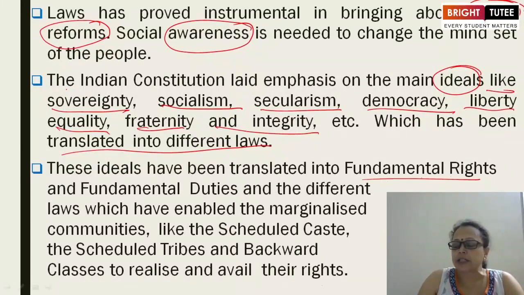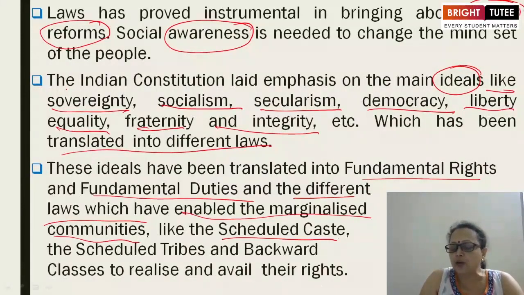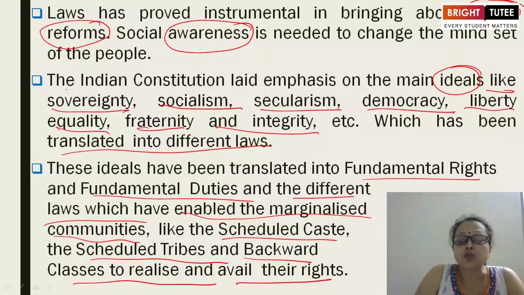Now we are coming to discuss the fundamental rights and how the ideals of the Constitution are reflected in the fundamental rights, as well as the fundamental duties and the different laws which have enabled marginalized communities like the Scheduled Castes, Scheduled Tribes and Other Backward Classes to realize and avail their rights. So all these ideals have been translated into fundamental rights, fundamental duties and different laws which have enabled the marginalized communities.